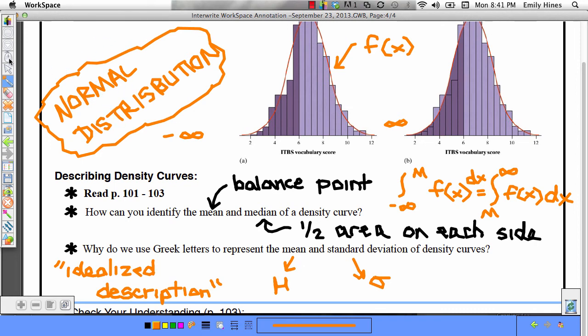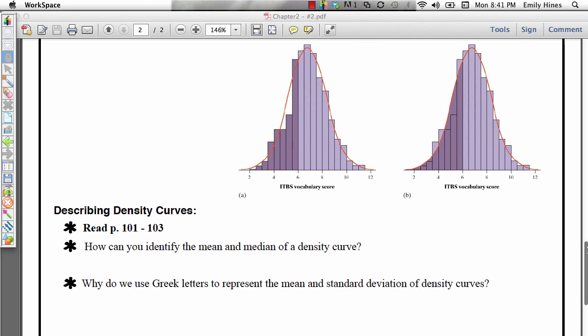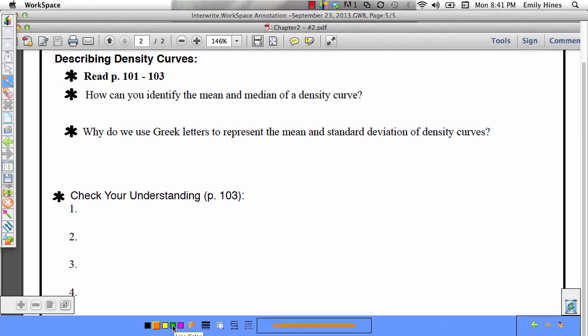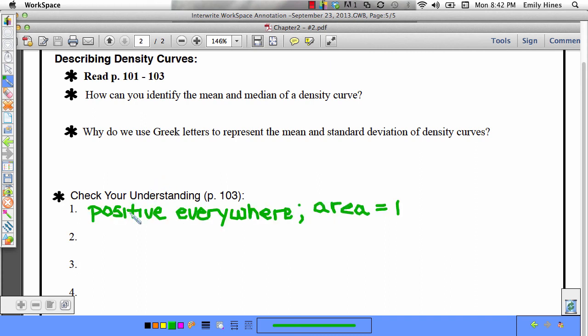Okay, so last thing we're going to do is these check for understanding questions. So take a second, pause the video, and do these check for understanding questions. Number 1, it should be positive everywhere, and it has an area equal to 1. Number 2, about 12%.